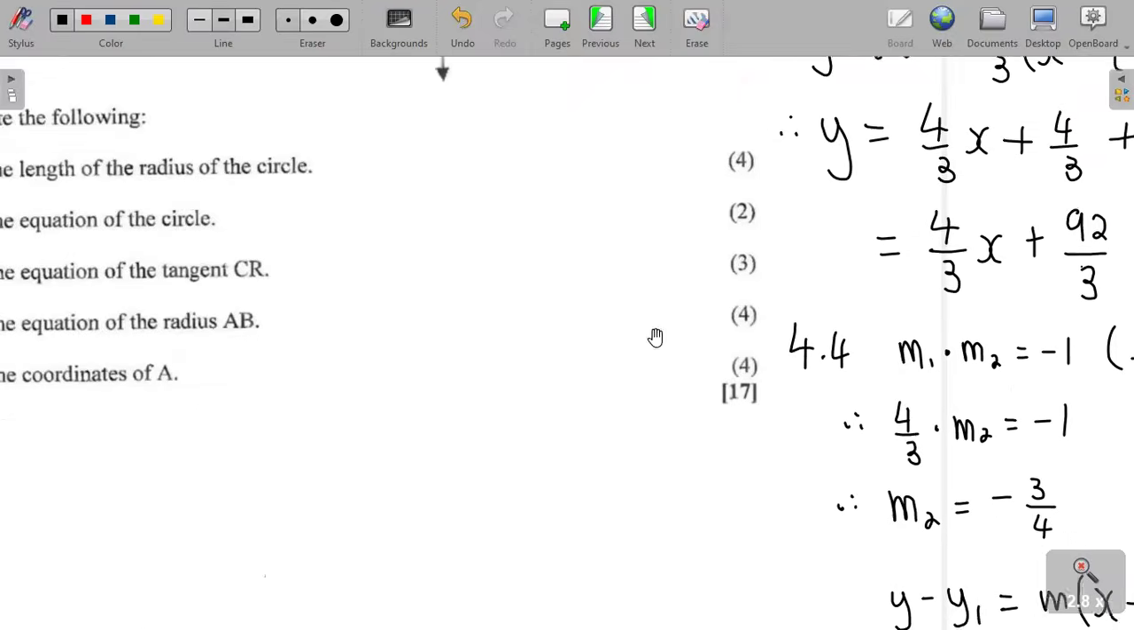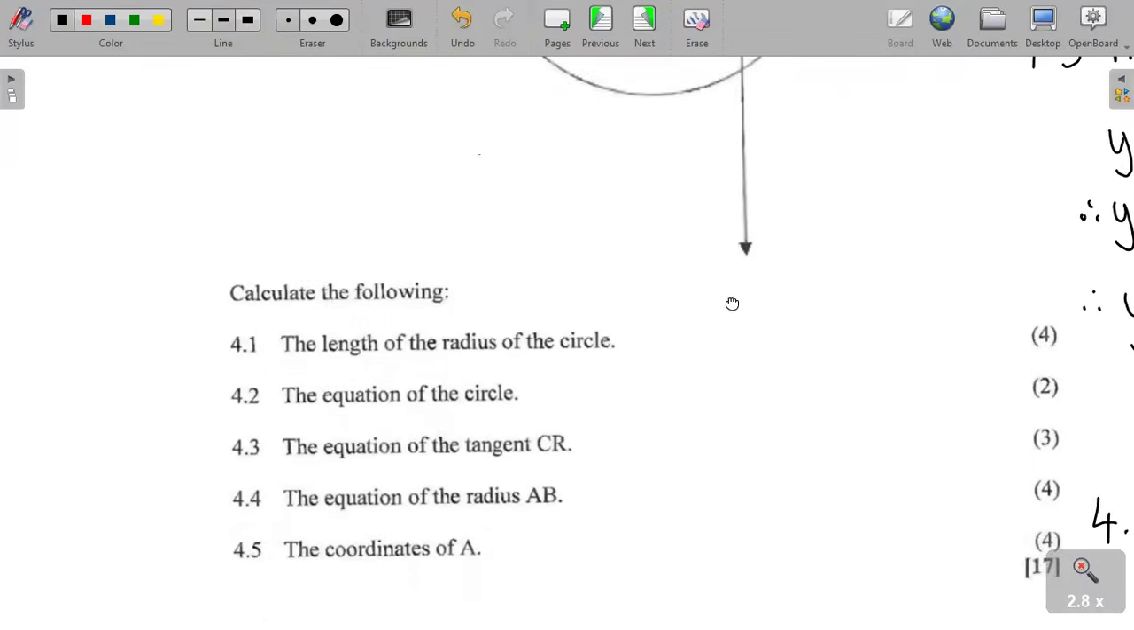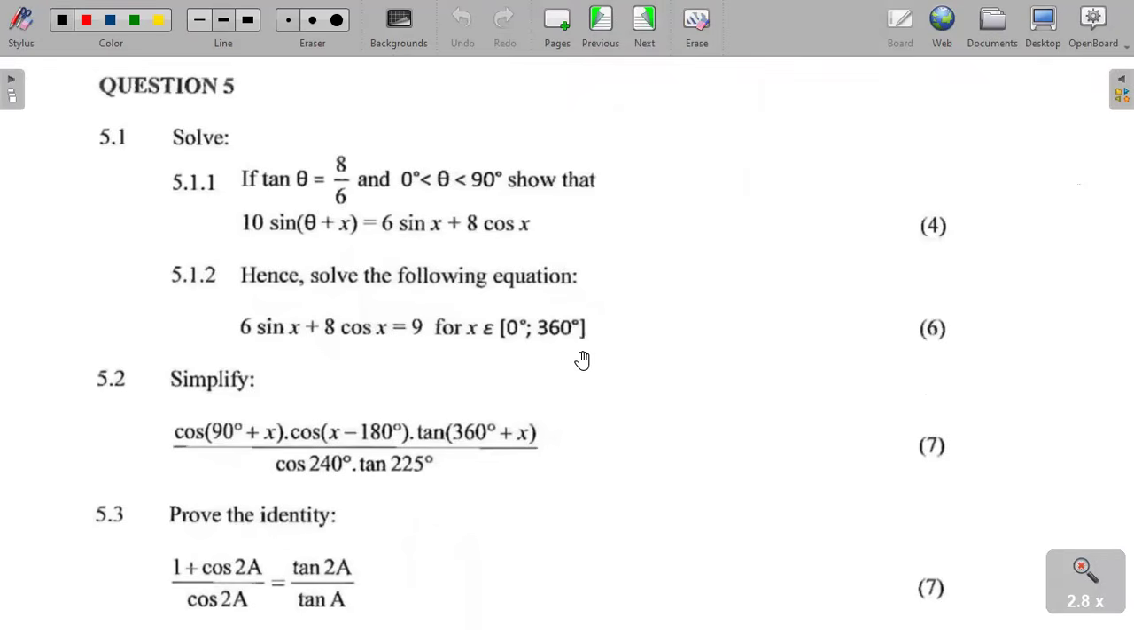Okay, I think we can move on to question 5 now. Let's move on to question 5. They say solve 5.1: if tan theta is 8 over 6 and theta is between 0 and 90, show that 10 sine theta plus x equals 6 sine x plus 8 cos x.